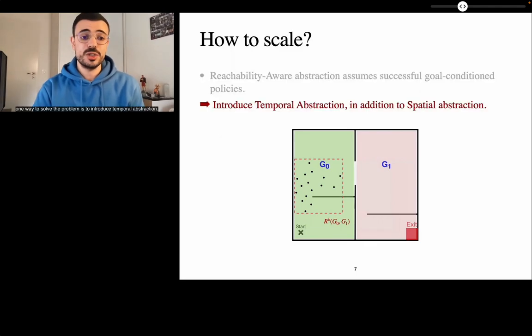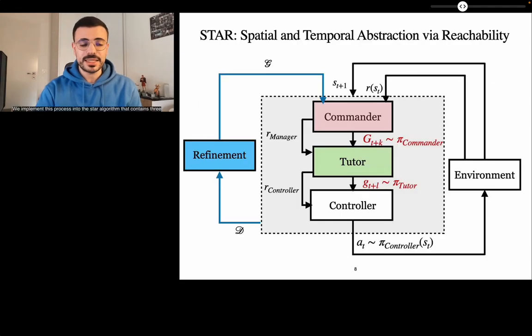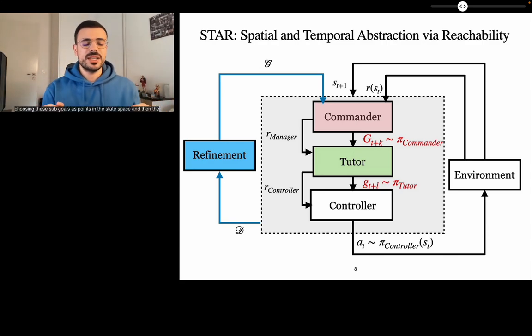One way to solve the problem is to introduce temporal abstraction in addition to the spatial abstraction, which essentially revolves around proposing subgoals, which are points in the environment that the low-level agent can follow to reach the set of states that is desired. We implement this process into the STAR algorithm that contains three agents now: a commander choosing the best set of states to visit, a tutor choosing these subgoals as points in the state space, and then the controller following these subgoals towards the set of states.